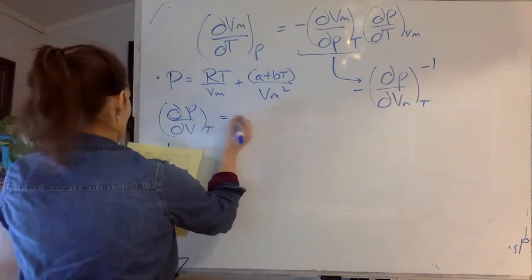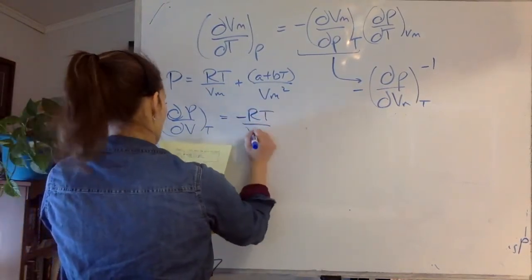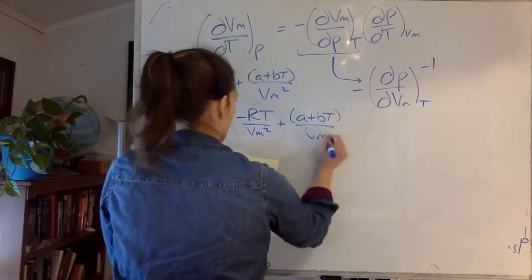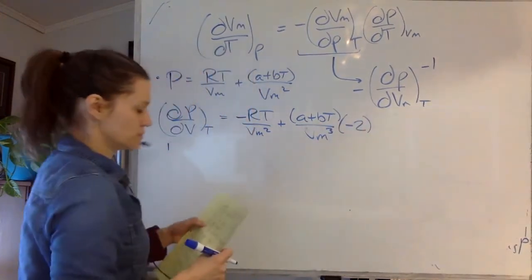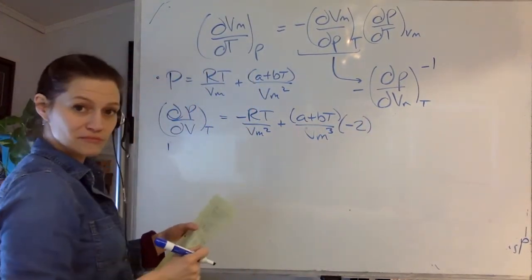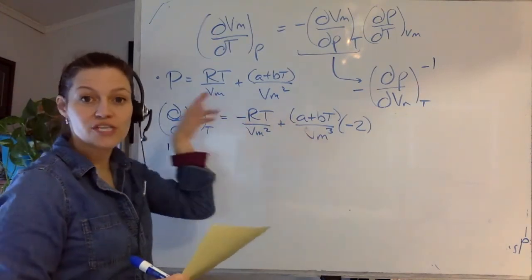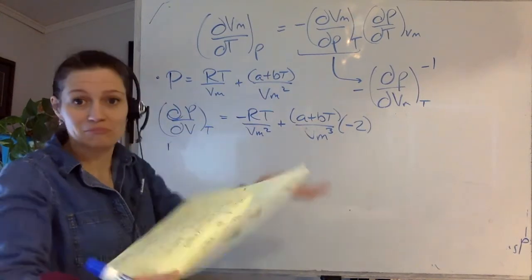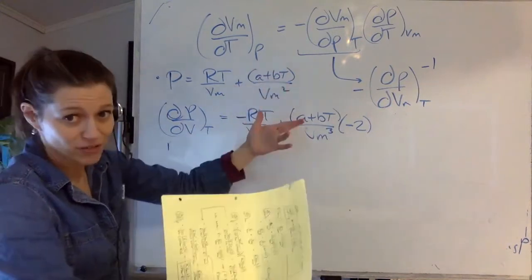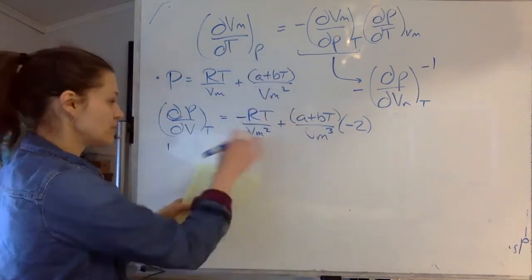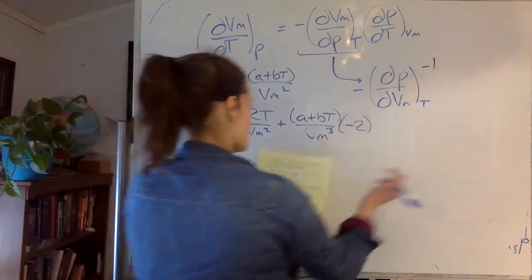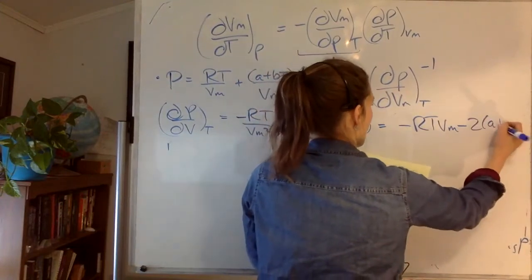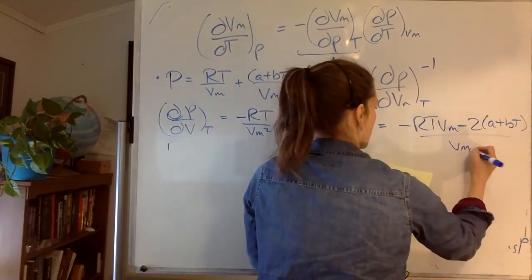So by doing that, I can say, well, I know then what partial P partial V at constant T is, because that's equal to minus RT over VM squared plus A plus BT divided by VM cubed times a -2. Make sure you can do that derivative, and you see how I get from here to here. Again, these are skills you have to have in this class. That you go team, but we're working on it. So again, you'll have a lot of practice. Okay, so if I simplify this, I'm going to then get this equals minus RT VM minus 2A plus BT all over VM cubed.